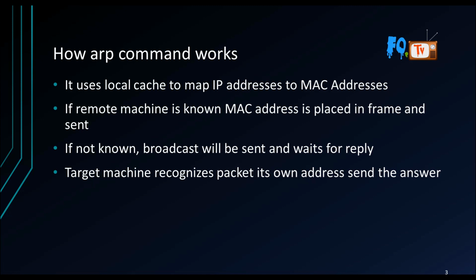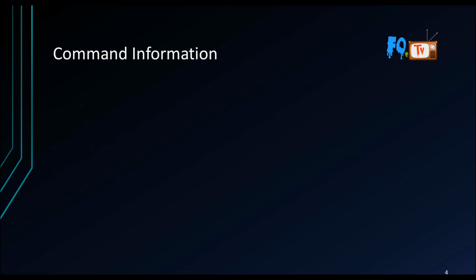First of all, if it is known, then the MAC address is placed into the frame and sent. If it is not known, then it simply sends a broadcast message to let us know the remote machine details.